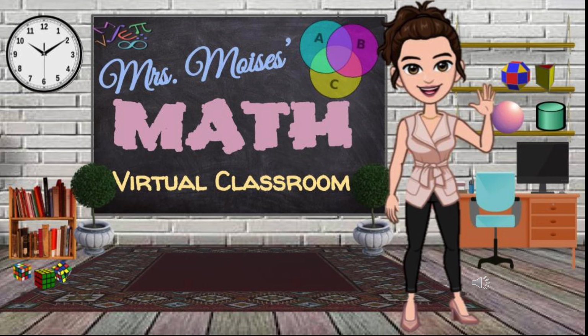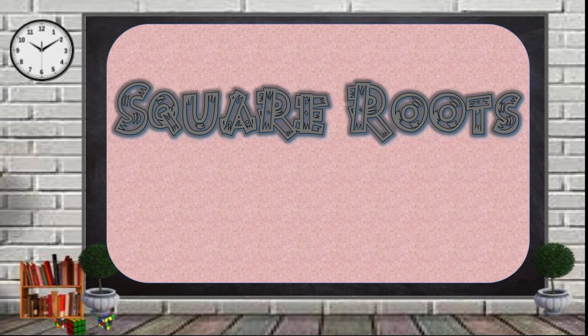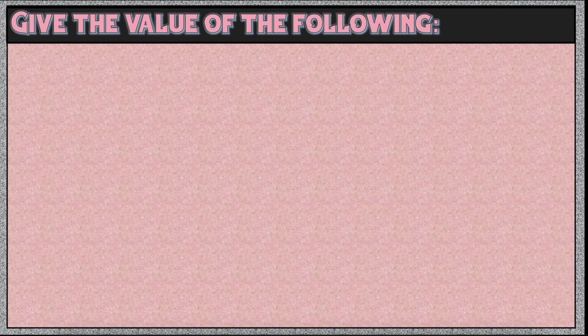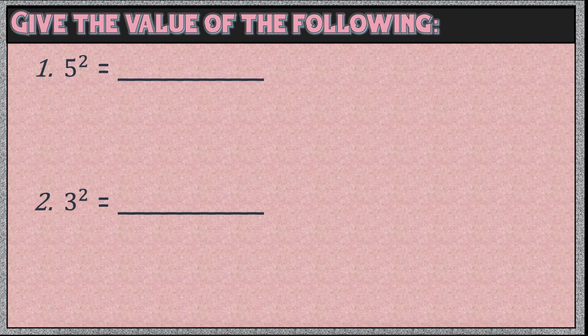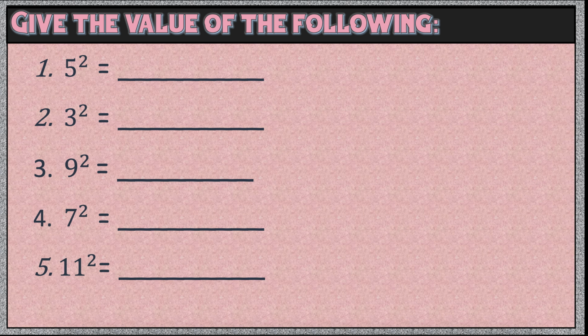Today, we will discuss square roots. Give the value of the following. Number 1, 5 squared. It is the same as 5 times 5, which is 25.